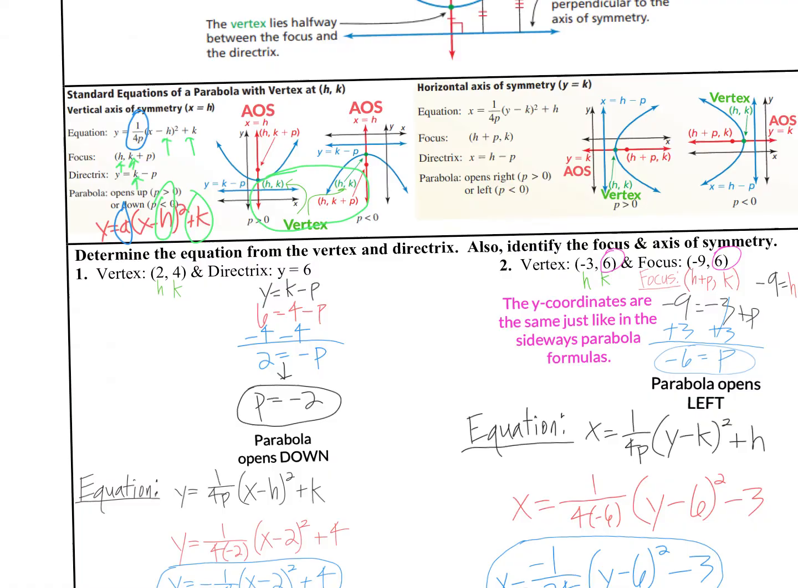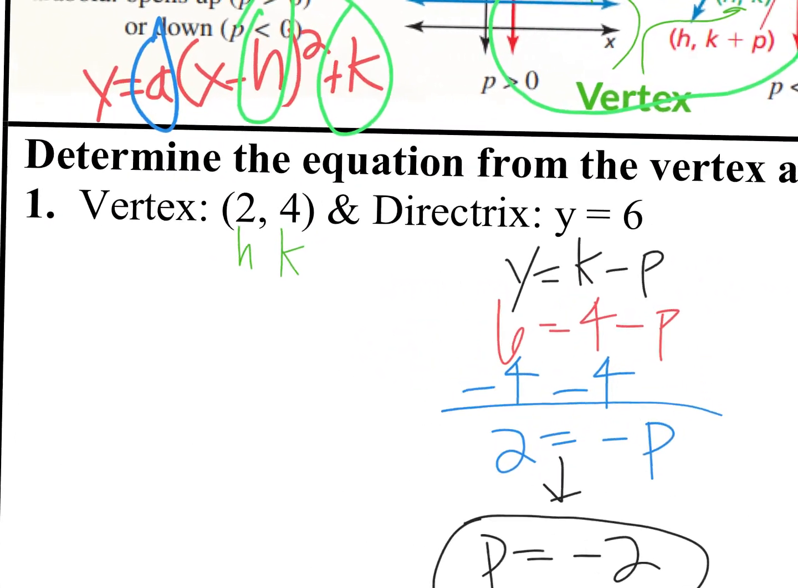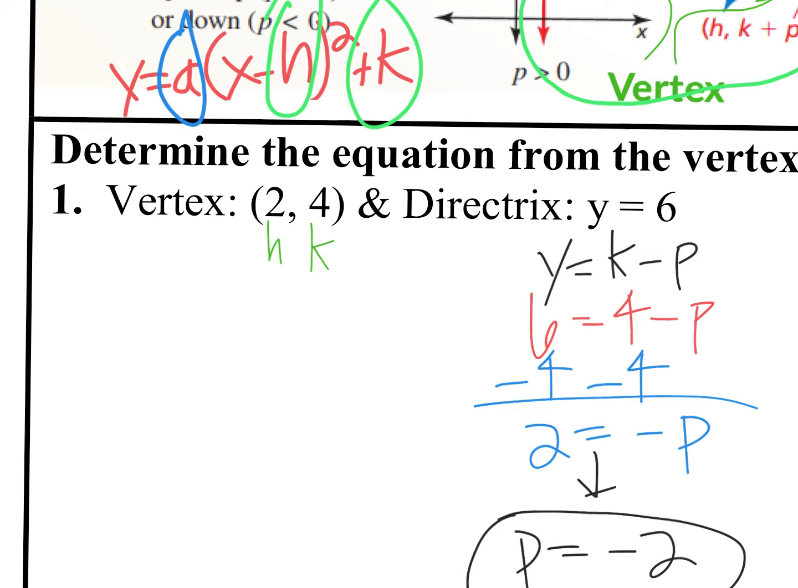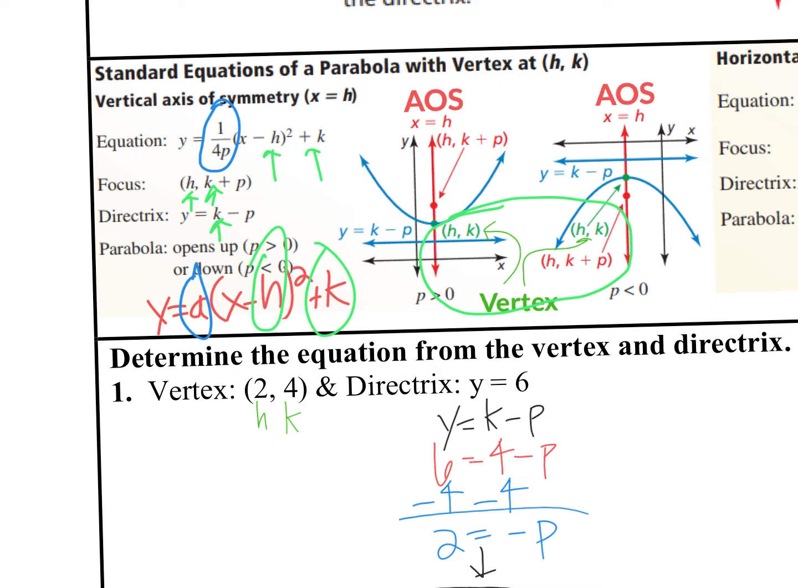Okay, so in these examples, I'm going to determine the equation when given the focus, the vertex and directrix. I'm also going to identify the focus and axis of symmetry, and I'm also going to identify what direction the parabola is opening. Okay, so here I was given the vertex is at 2, 4, and the directrix is at y equals 6. Right off the bat, I label my vertex h, k, right? So every time I see h and k in these formulas, I'm going to plug in a 2 and a 4 respectively, okay?